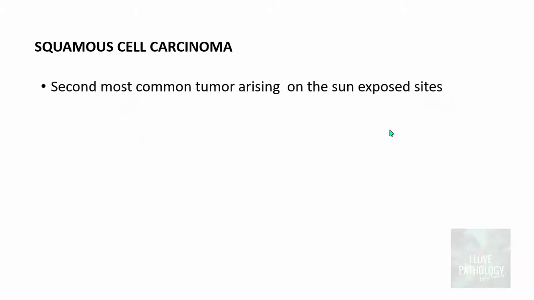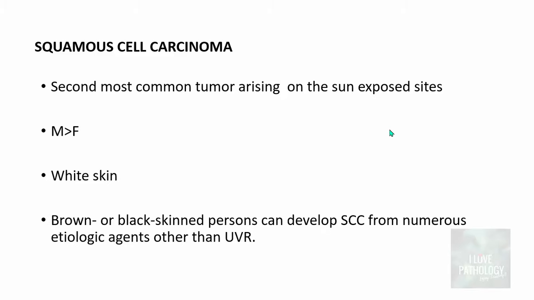Now moving on to squamous cell carcinoma, which is the second most common tumor arising on sun-exposed areas. In the last tutorial, we discussed basal cell carcinoma, which is the most common skin tumor. Males are more commonly affected than females. And as I have mentioned earlier, it's most common in white-skinned individuals because they are not protected from UV rays due to less melanin. Of course, brown and black skinned individuals, even though they have melanin, can still develop squamous cell carcinoma, but from causes other than UV radiation.